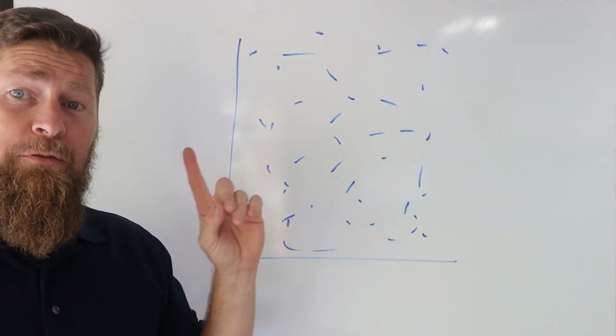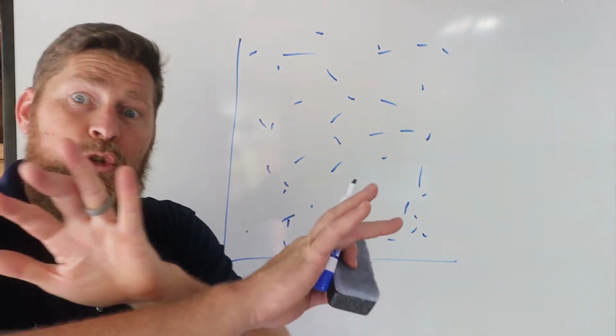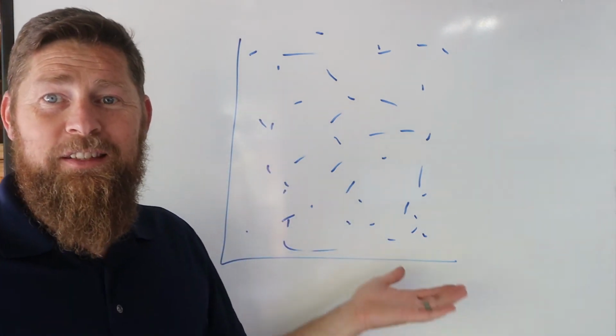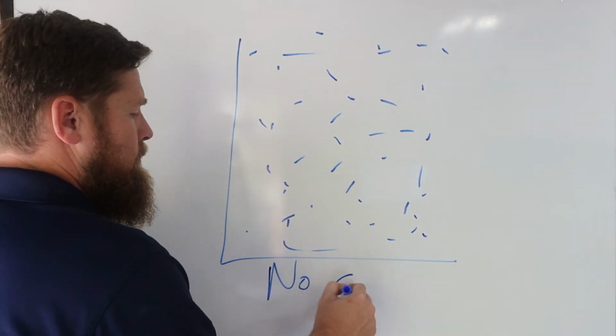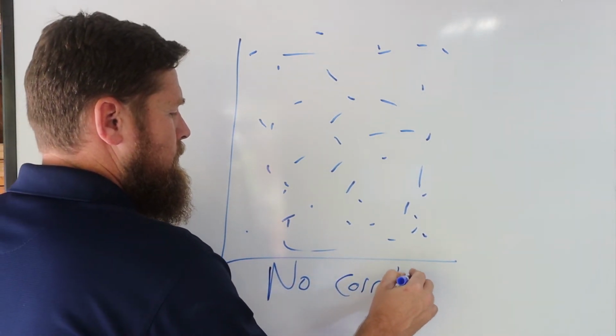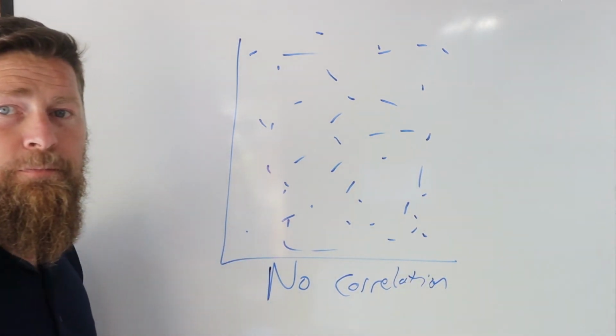For example, if you see this, there is no relationship between x and y. This is no correlation. Okay? No correlation.